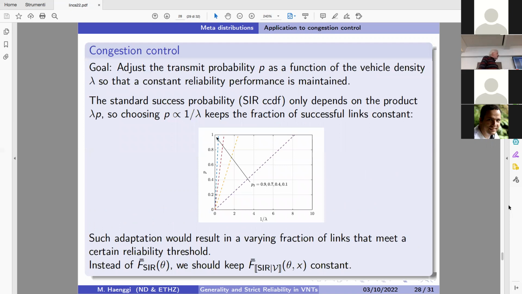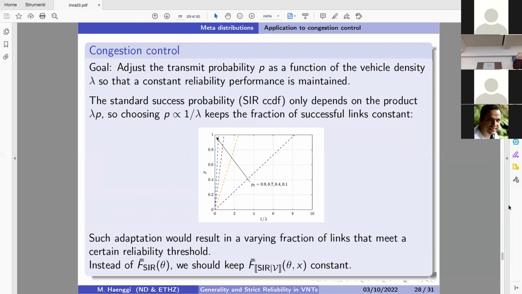So, a little application of that. In congestion control, we would like to adjust the transmit probability as a function of the vehicle density so that we can maintain a constant reliability performance. If we did that using just the standard SIR distribution, we realize that it only depends on the product lambda times p. So choosing p in proportion to 1 over lambda is going to keep the SIR distribution the same. If we plot this, here we inverted lambda, we plot 1 over lambda here and p here. Congestion control means we just have straight lines.